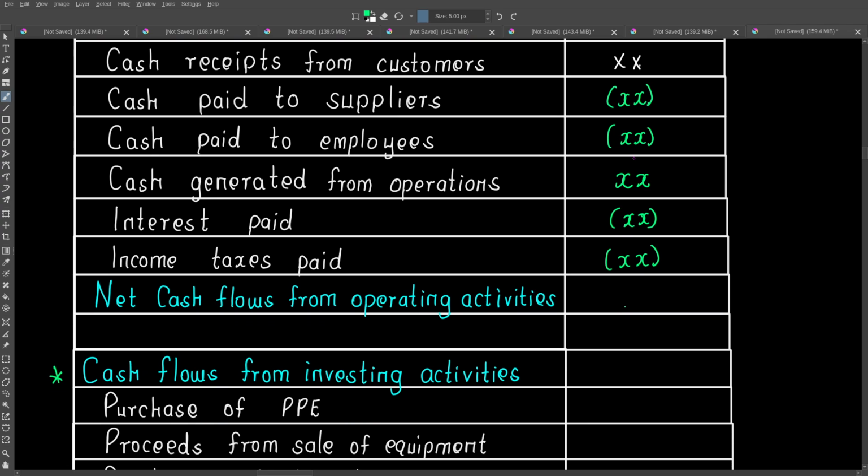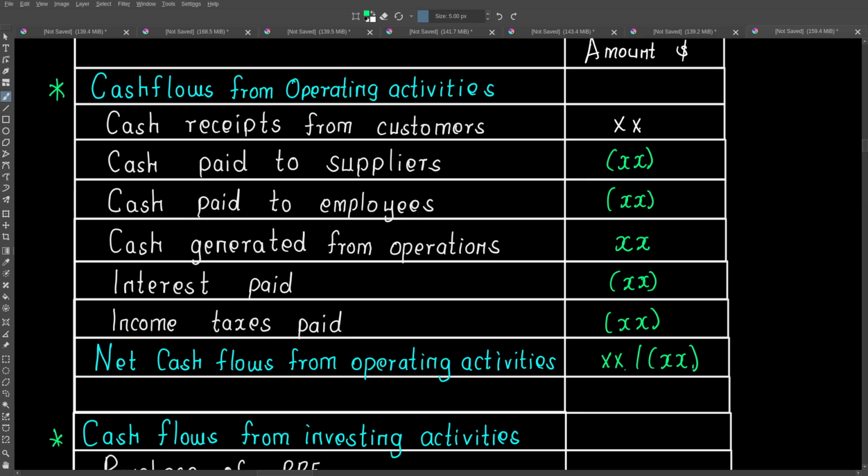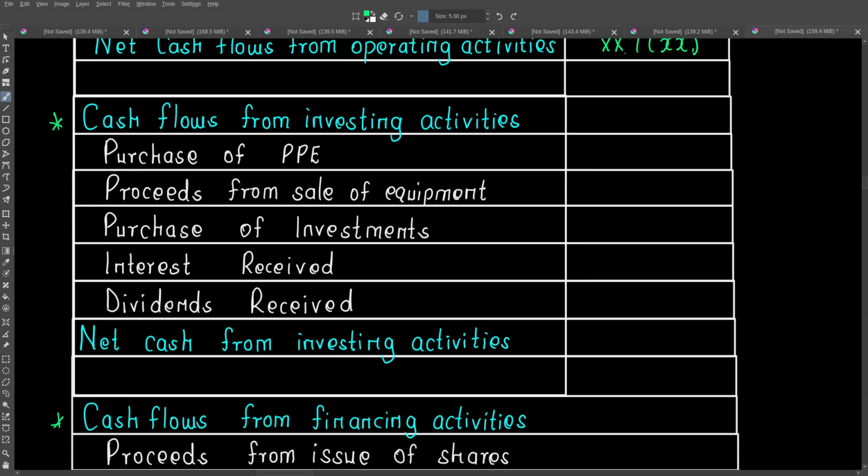Now we'll be able to get the net cash flows from operating activities, which could be a positive or a negative amount, depending on the amounts there. Basically this is a summation of all these. Then the cash flows from investing. Purchase of PPE. When you purchase, you are paying out to get this PPE, so that is a cash outflow.